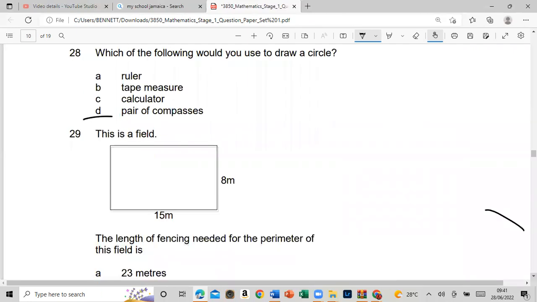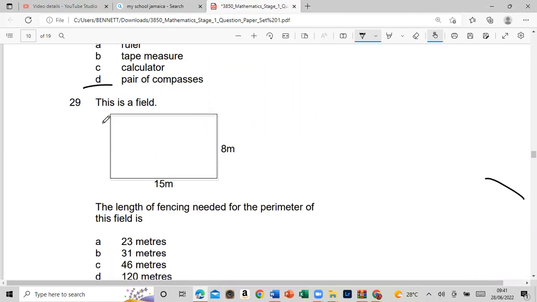All right, this is a field. The length of the fencing needed for the perimeter of the field is. So we need to find the perimeter. The perimeter is the total distance around. So we add up all of this to get the perimeter. So that and that, 15 and 15 is 30, 8 and 8 meters. And that would be C.